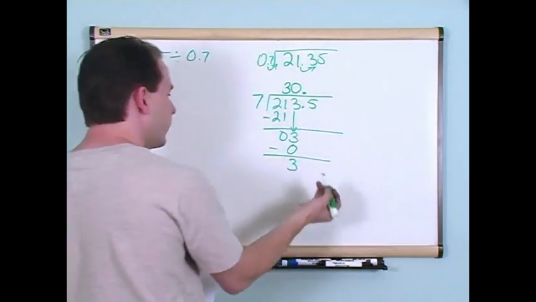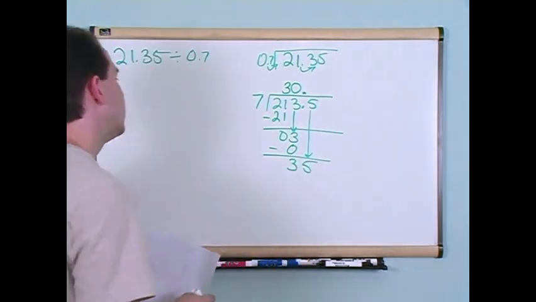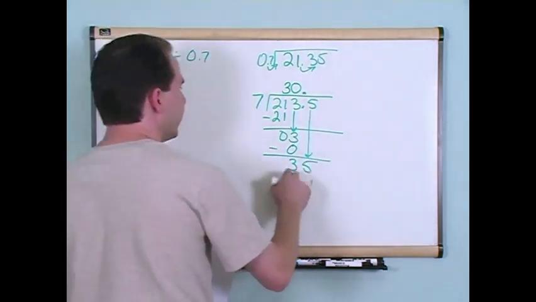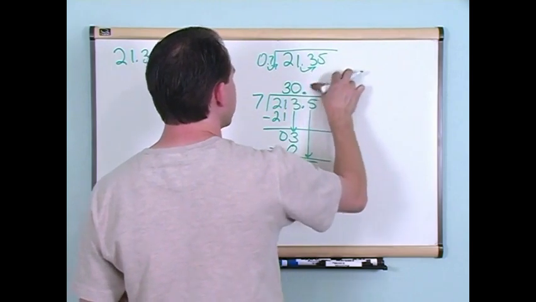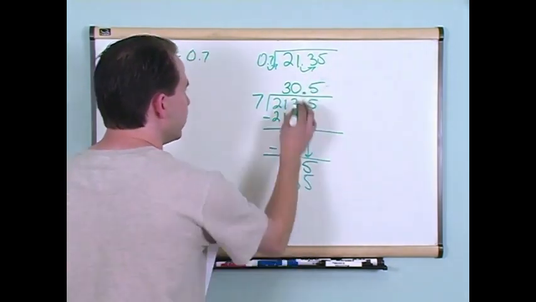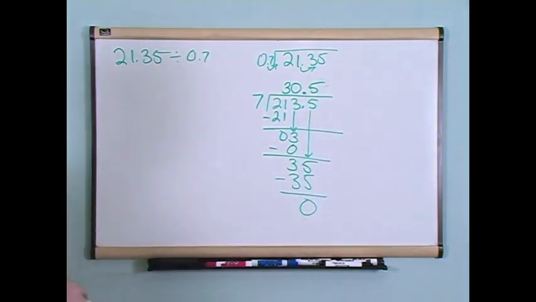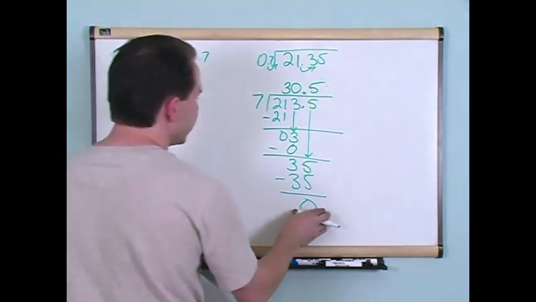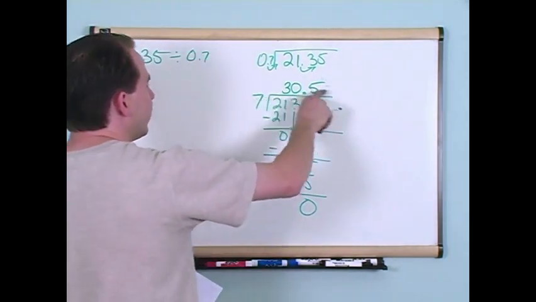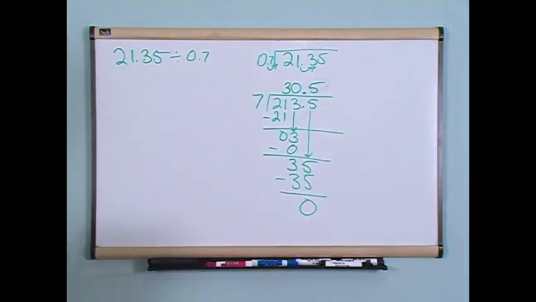And can 7 go into 3? Well, no, it can't, but before I give up, let me go ahead and drag my 5 down. Now, can 7 go into 35? Well, yes, it can, because 7 times 5 gives me 35. Subtract. I get 0. 35 minus 35 is 0. And there's nothing left to do. I've got all my digits filled out here. I don't have anything else to drag down. So 213.5 divided by 7 is 30.5.